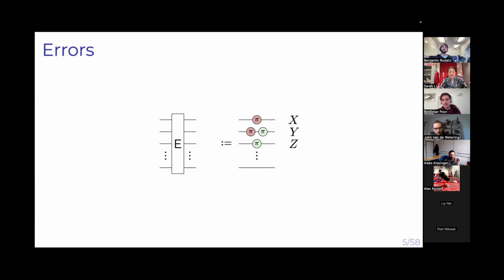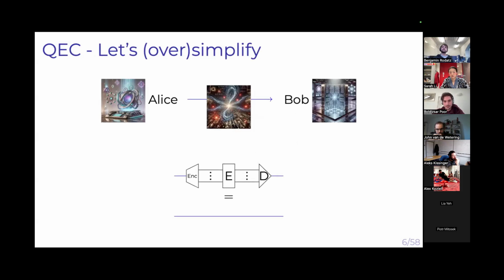Interestingly, we only need to care about Pauli errors, so X, Y, and Z errors, and maybe a number of these. Here we have 3 of these errors in a row, so this would be one error of weight 3. We do not need to care about entangled errors, at least not in this talk.